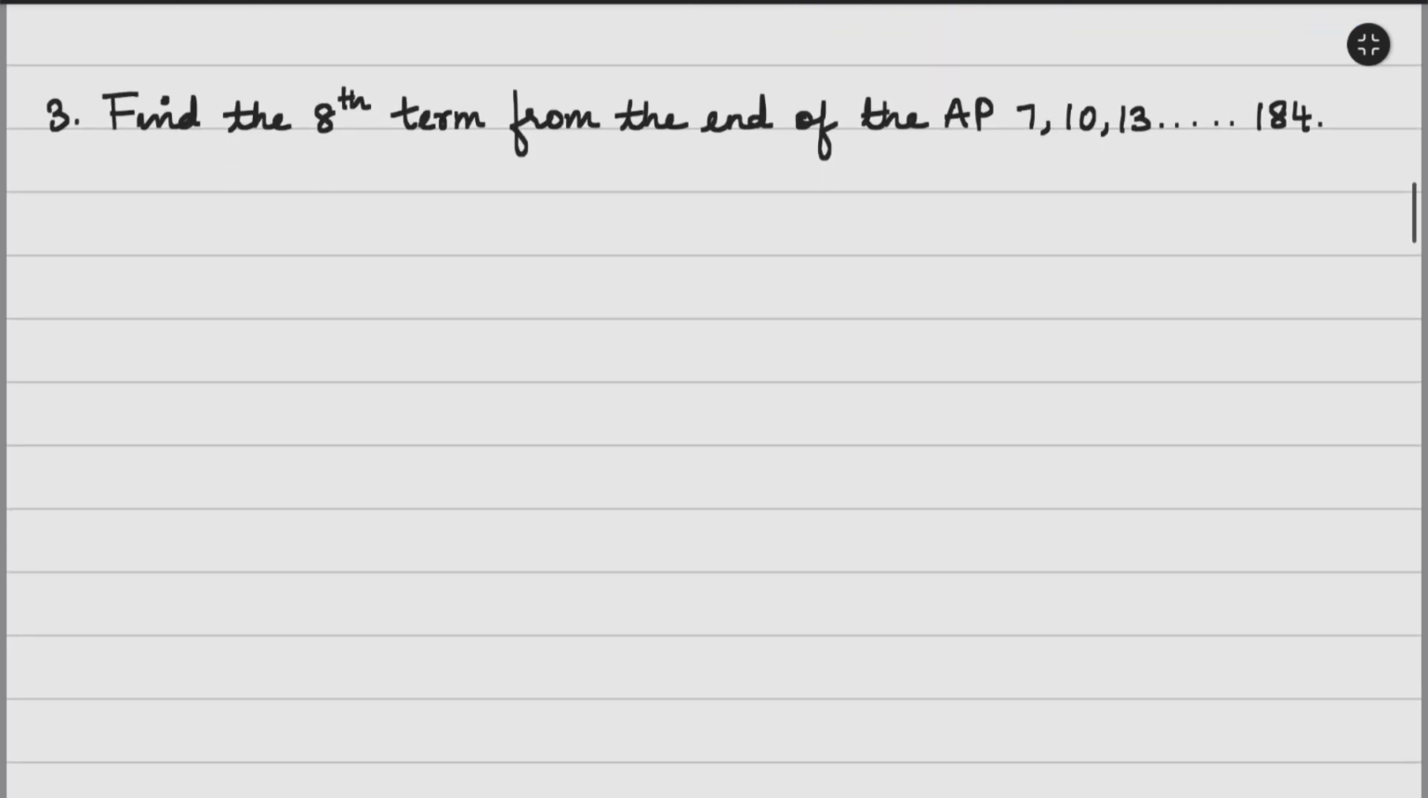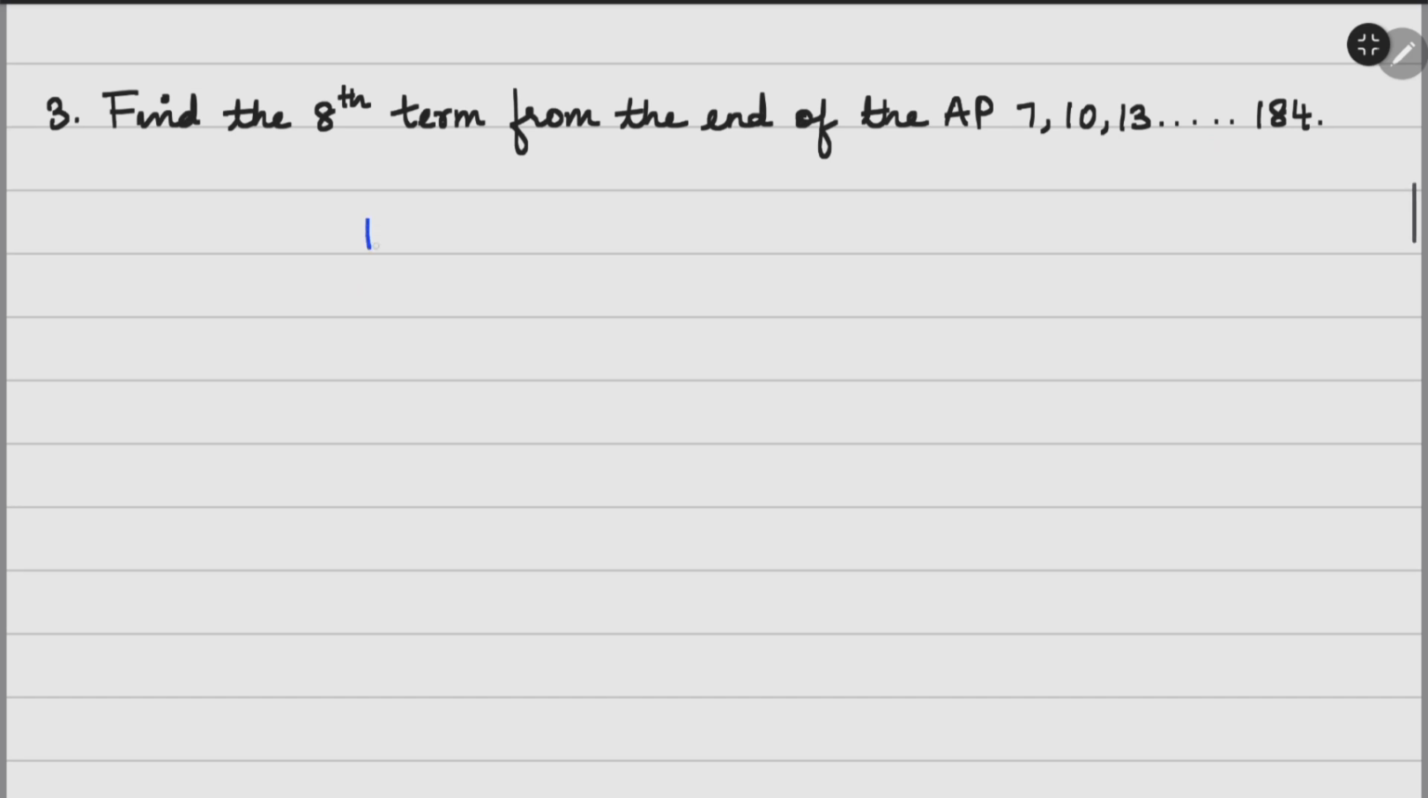Find the 8th term from the end of the AP. Whenever you have questions asking for an nth term from the end, what you can do is reverse your given AP. So let me write it from the end. The first term would be 184, and so on, then 13, then 10, and then 7. This is the AP that I am considering. I have flipped it or reversed it.